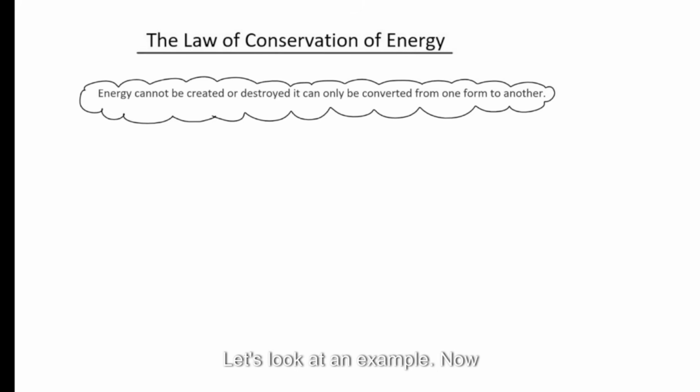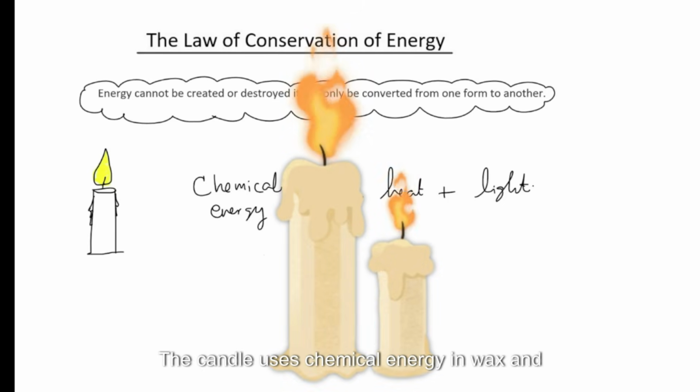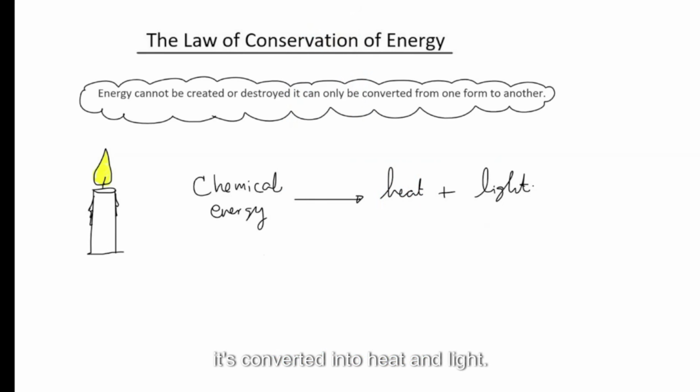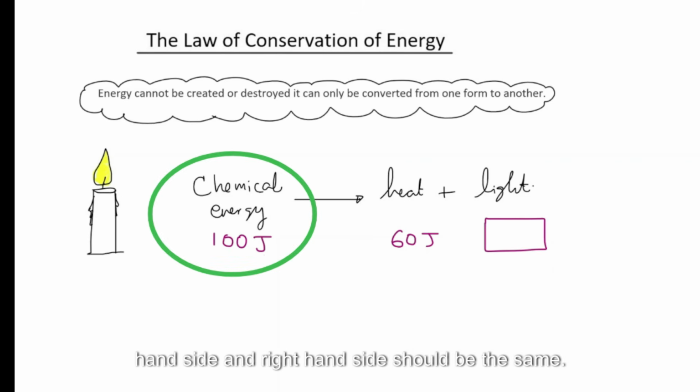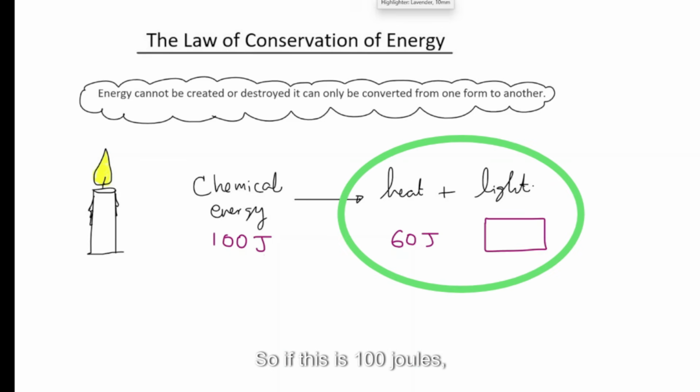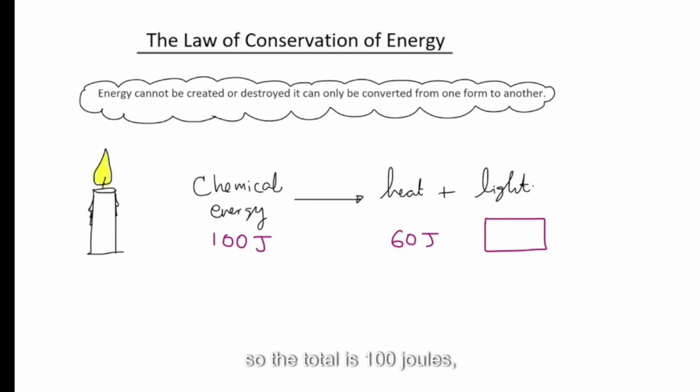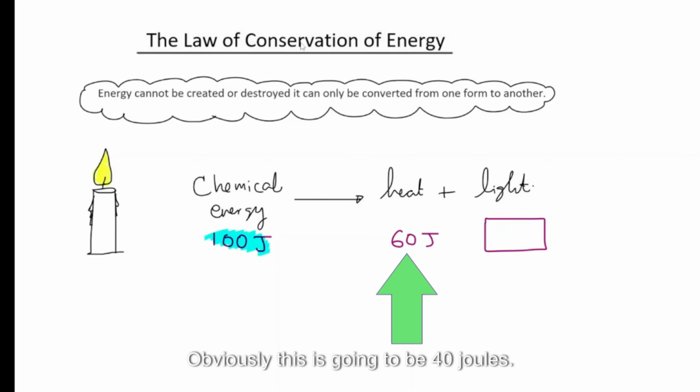Let's look at an example. Now, imagine you have a candle. The candle uses chemical energy in wax and it's converted into heat and light. Now, if the amount of chemical energy is 100 joules and the heat energy is 60 joules, what is the amount of light energy? So the idea is energy cannot be created or destroyed. Obviously, this is going to be 40 joules.